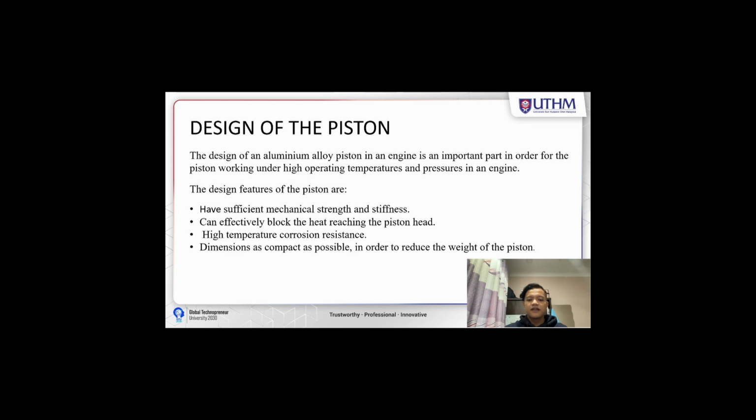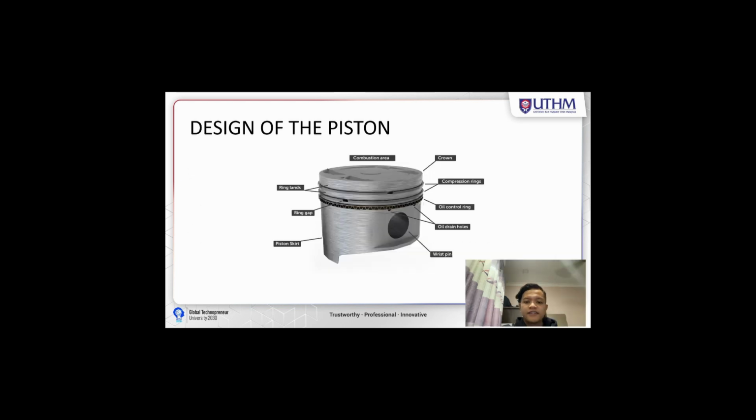piston head, high temperature and corrosion resistant, and lastly, the dimensions as compact as possible in order to reduce the weight of the piston. Design of the piston consists of 8 important parts. The first one is the crown, the top end of a complete piston, which is exposed to a high level of hot gases within the combustion chamber.